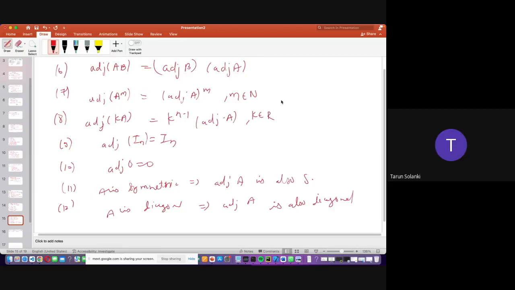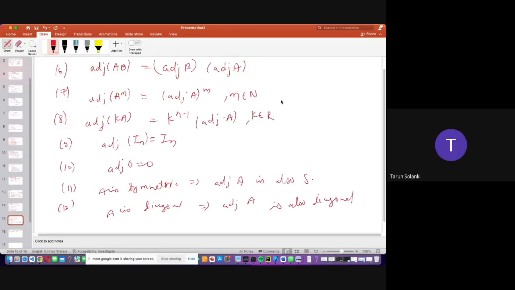Okay. Next property is sixth, adjoint AB is adjoint B adjoint A. Next, it's adjoint A to the power m, that is adjoint A whole to the power m, m belongs to natural numbers. Adjoint Ka, that is K to the power n minus 1 adjoint A, K belongs to R. Adjoint In, that is equal to In, adjoint 0 will be 0.